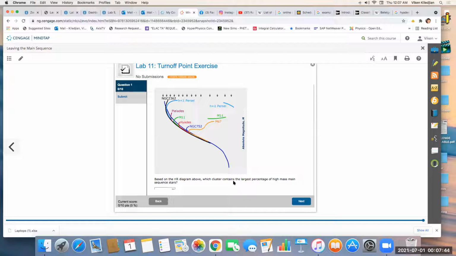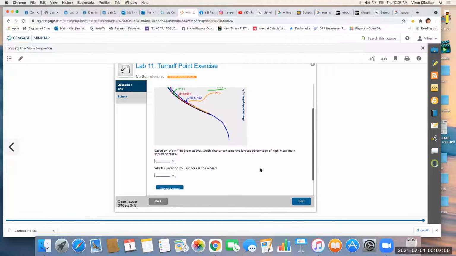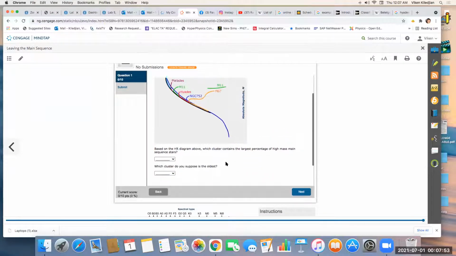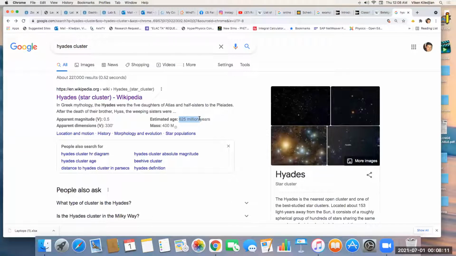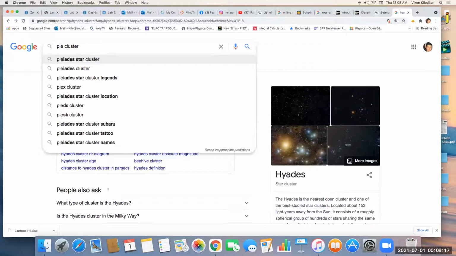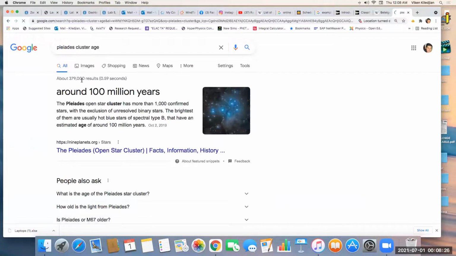Based on the HR diagram above, which cluster contains the largest percentage of high-mass main sequence stars? Which cluster do you suppose is the oldest? For example, in the Pleiades, most of its young stars are still living. The heavy bright stars are still living. So the Pleiades would still be younger than the Hyades. Let's see here, the Hyades age was 625 million years. Let's look at the Pleiades. The Pleiades cluster age should be younger than 625 million years.